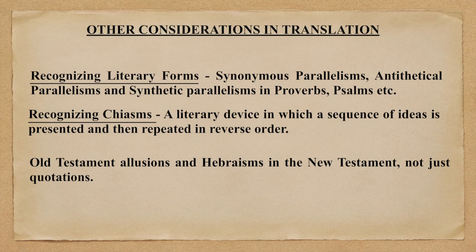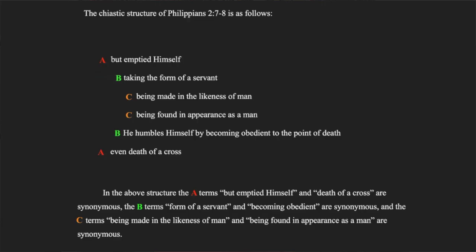Oftentimes, they're combined in a literary form known as a chiasm, a literary device in which a sequence of ideas is presented and then repeated in reverse order. These literary forms exist in texts such as Jonah chapter 2, in the Gospels, in the Epistles, and the book of Revelation. The result is the meaning is conveyed not just in the individual words or even in the sentence, but in the structure and the larger literary context of the entire passage.